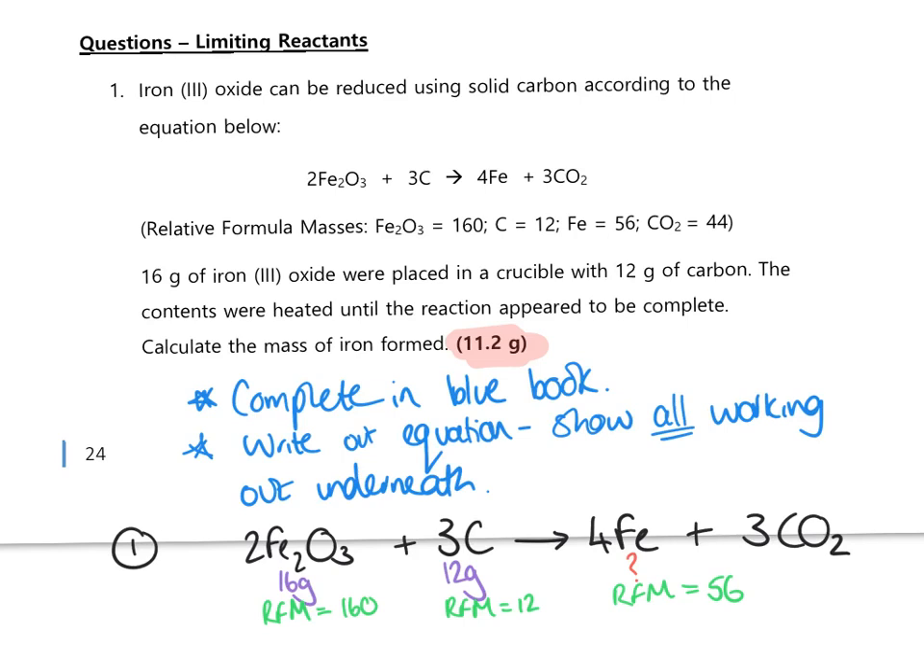And again, your most common mistakes will be things like you've used the wrong RFM value, or you have forgotten to divide by your balancing number before determining your limiting reactant, or you've forgotten to multiply by your balancing number when you're bringing it over to your product. So those would be your key mistakes.